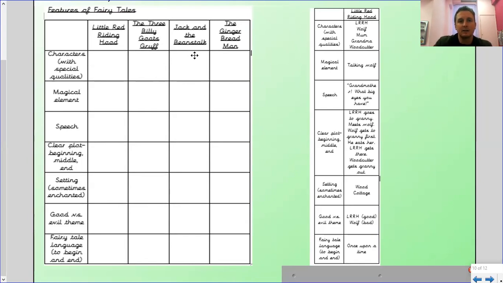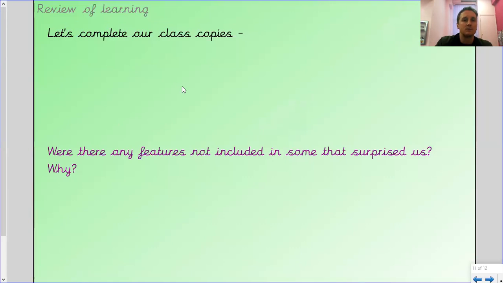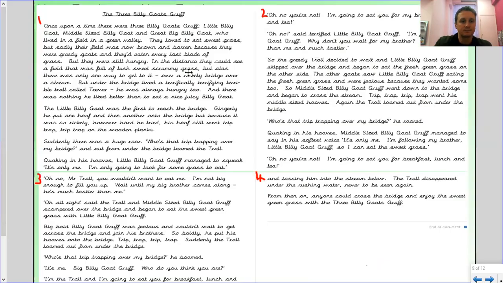I haven't included Jack and the Beanstalk and the Gingerbread Man. You won't be able to do them today. We will do those tomorrow. We'll have a bit more time. We'll take two lessons doing that. So tomorrow, what we're going to do is complete our class copies. I'll go back to, here it is, the Three Billy Goats Gruff.